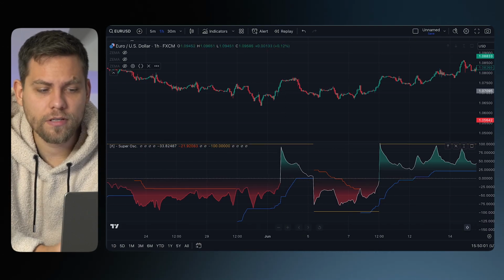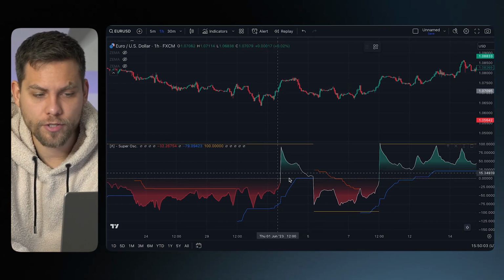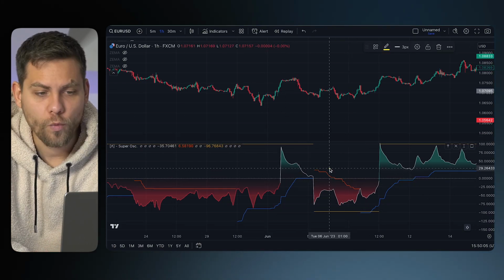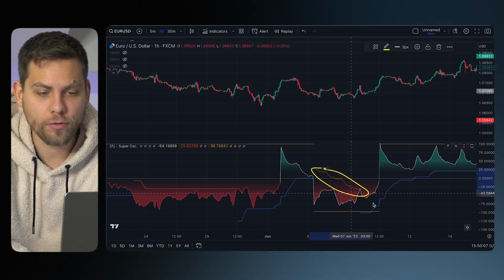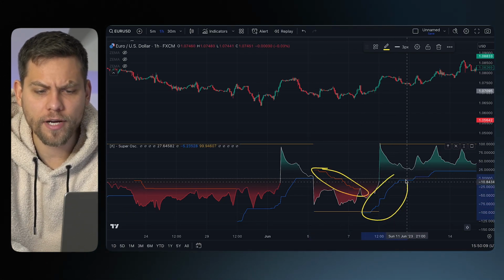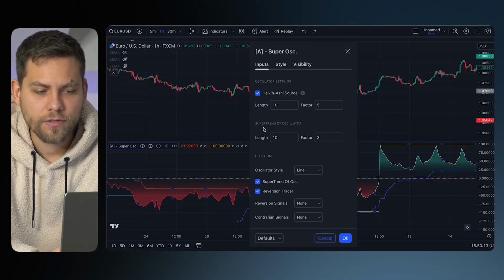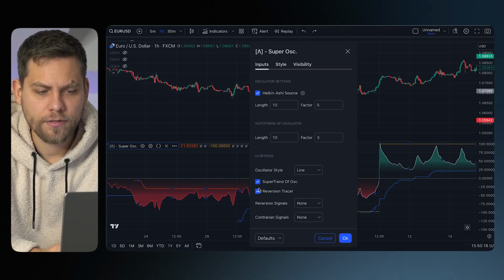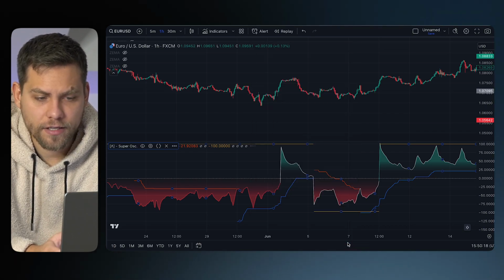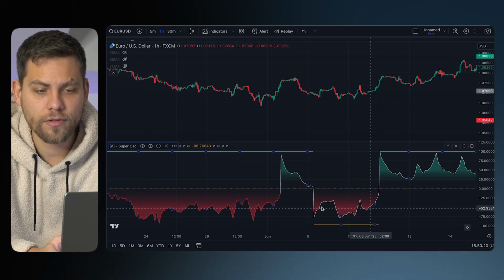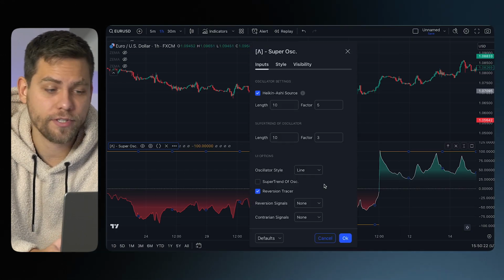Alright. As you can see, besides this white line, which is the SuperTrend oscillator, we have red lines and blue lines, which are the SuperTrend of the SuperTrend oscillator. It's kind of a SuperTrend of SuperTrend. If you don't need them and find them distracting, here in the settings of the indicator, you can turn off the SuperTrend of the oscillator.